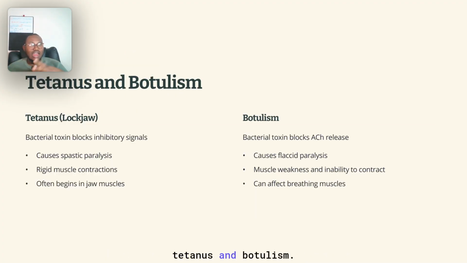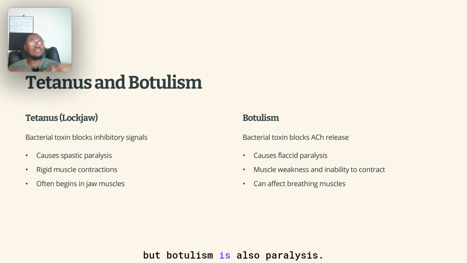Now, tetanus and botulism. Tetanus causes something we call lockjaw, right? It also causes opisthotonus, which I'll show you probably. Now, tetanus has a toxin. That toxin blocks the inhibitory signals. Now, if the signals to stop the contraction are blocked, what will happen? The contraction will continue. That's what we call paralysis. But this paralysis is contracted paralysis. That is spastic paralysis. So you see rigid contractions, you understand? It always starts in the jaw. That's what we call lockjaw.